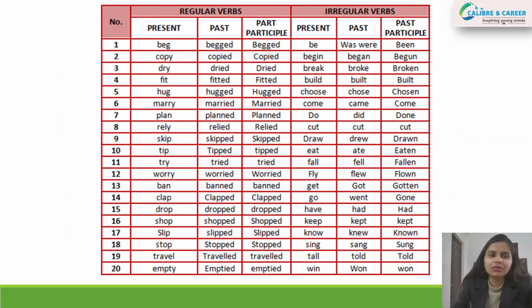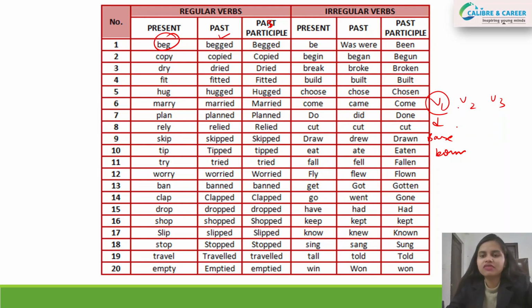Talking about forms of verb, there are three forms of verb: verb 1, verb 2 and verb 3. In the coming slides, I will be using verb 1, verb 2, verb 3. Verb 1 means the base form of the verb, for example, beg. Verb 2 means the second form of the verb, the past form. Past participle means the third form of the verb. So while I'm using verb 1, verb 2, you should understand which form of verb I'm talking about.